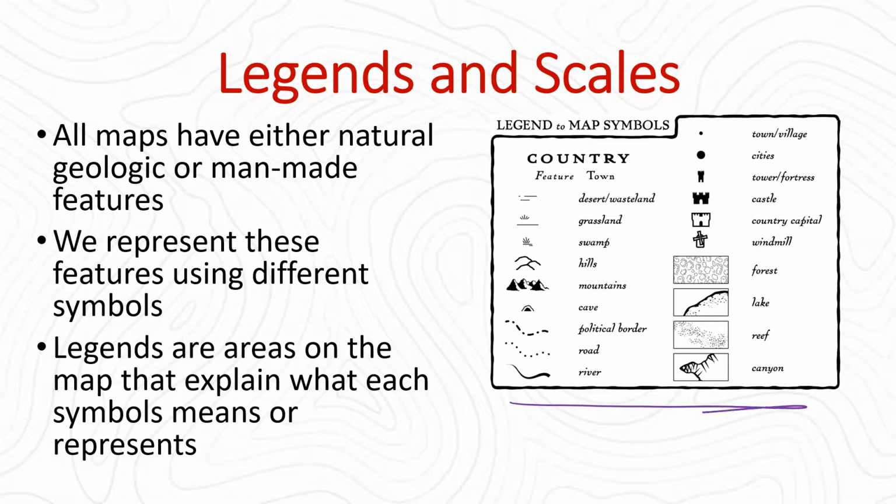So if you look over here on the right at this picture, you can see that this is the symbol that this cartographer decided to use for mountains. They use a dotted line to represent a road. They use little cloud-looking things to represent forests and so on and so forth. This is a legend. That's what this is called. It's an area on the map that explains what all the symbols represent, what all the symbols mean. So let's move on to the next slide.